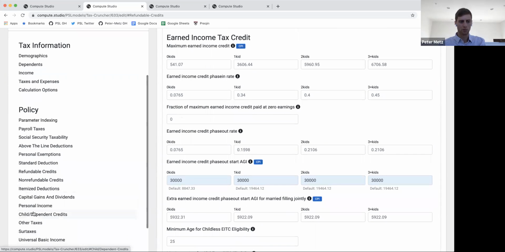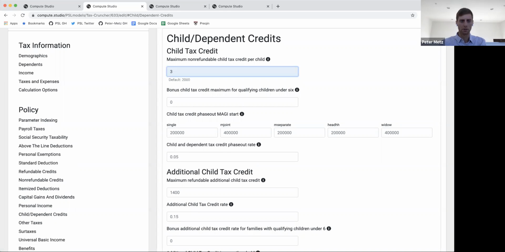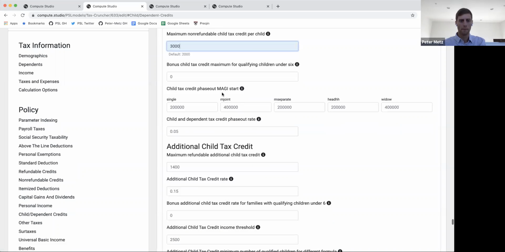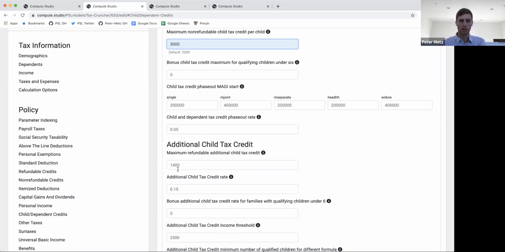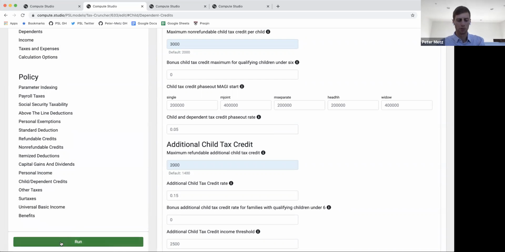Okay, and now for the child credit, that has its own section. So we're going down here, maximum non-refundable, we were going to bump up to 3,000. And then the additional child tax credit is the refundable portion of the child tax credit. So we're going to bump that up to 2,000. All right, so we got our taxpayer information. We have a reform. If you're following along, I would click run now, but I've already run this.